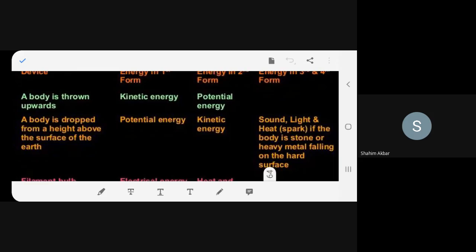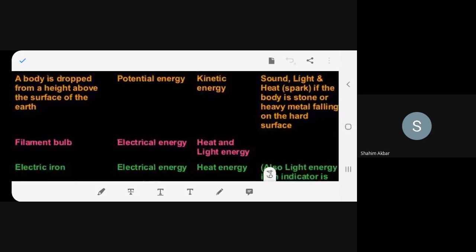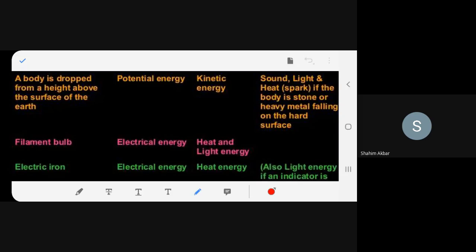The second one. A body is dropped from a height above the surface of the earth. Potential energy, kinetic energy, sound and light, heat, spark. If the body is stone or heavy metal, falling on the hard surface. Now, if I take a body, it is dropped from a height. What is this body having? Which energy?